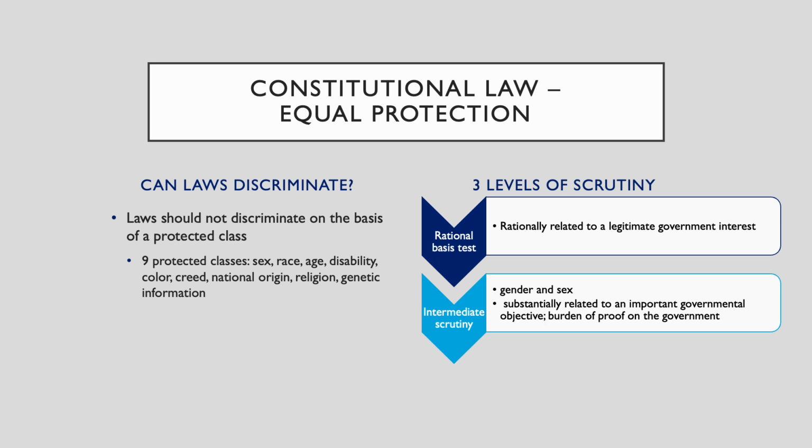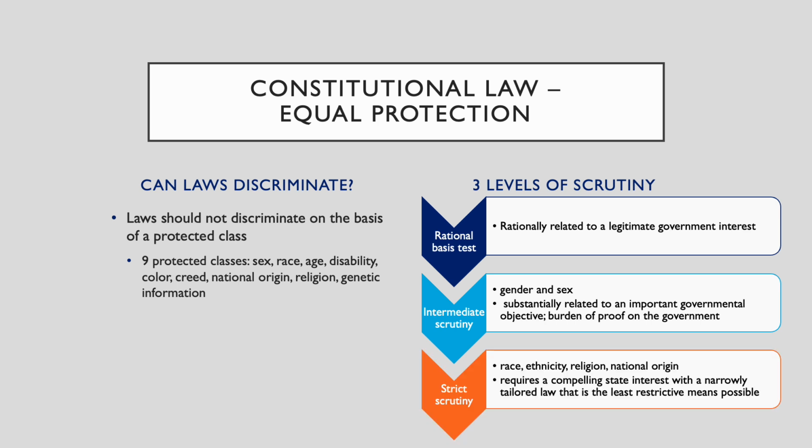Intermediate scrutiny, which is the middle ground here, is for gender and sex-based discrimination. The law has to be substantially related to an important government objective, and the burden of proof is on the government to prove that this discrimination is necessary. So this would be some sort of discrimination drawing legal distinctions between men and women, or legal distinctions based on biological sex, right? The government has to prove that there's an important government objective and that the distinctions they're drawing in the law are substantially related to that governmental objective.